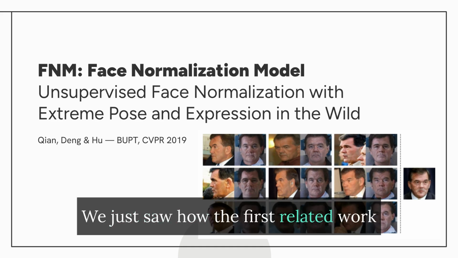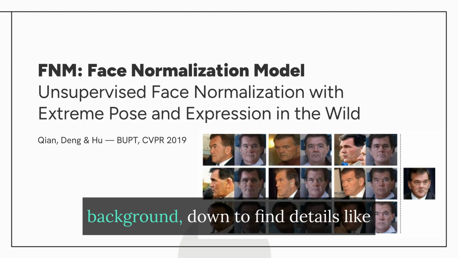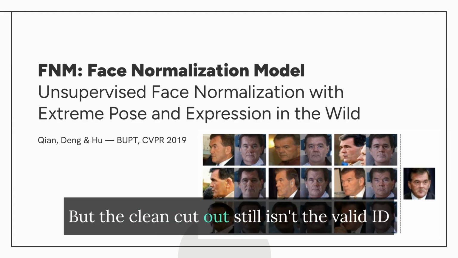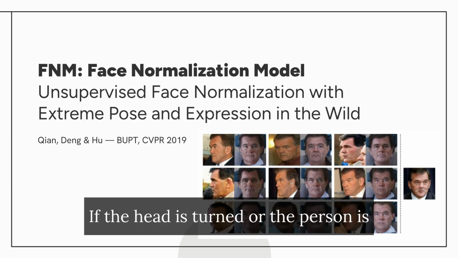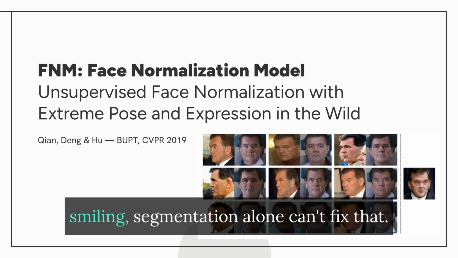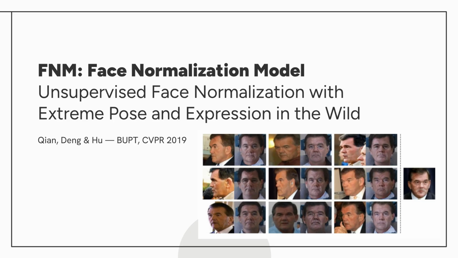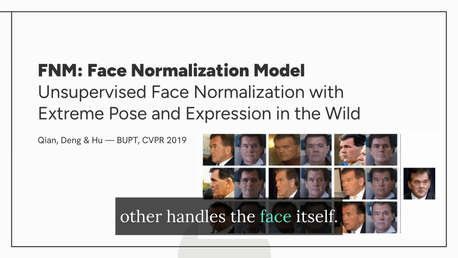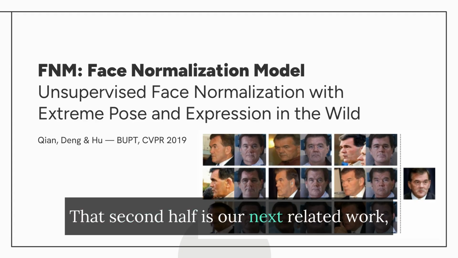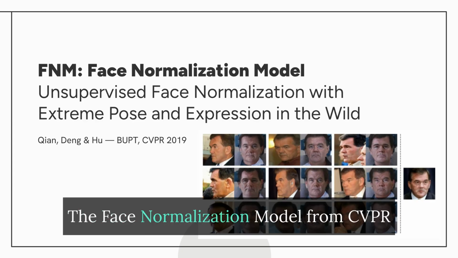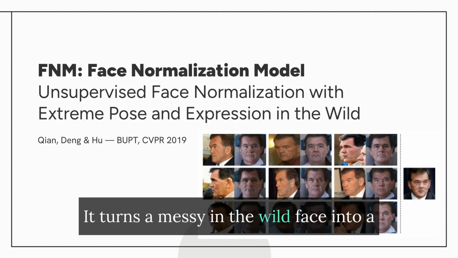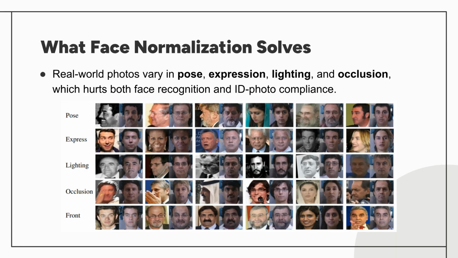We just saw how the first related work clearly separates the subject from the background, down to fine details like individual strands of hair. But the clean cutout still isn't a valid ID photo. If the head is turned or the person is smiling, segmentation alone can't fix that. These are really two halves of the same problem. One method handles the boundary between subject and background, and the other handles the face itself. That second half is our next related work, FNM, the Face Normalization Model from CVPR 2019. It turns a messy in-the-wild face into a frontal, neutral one.